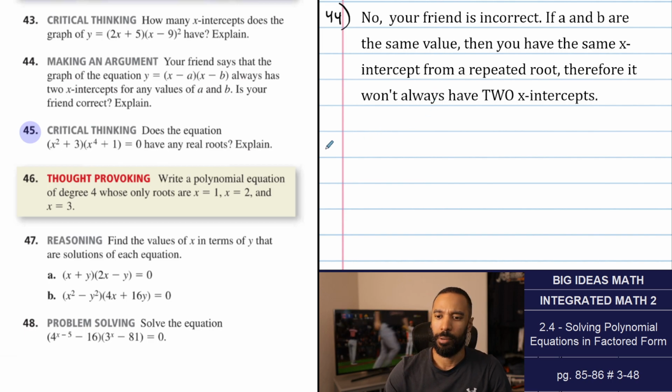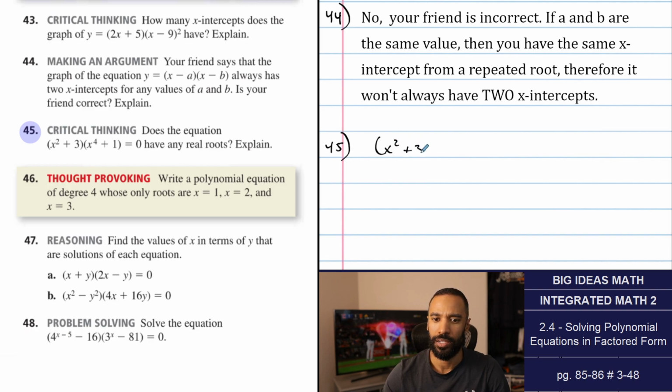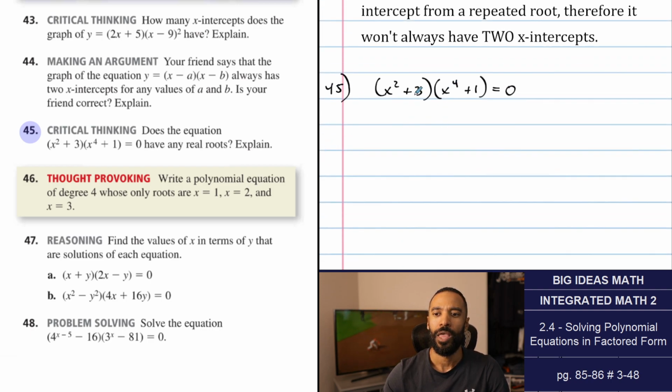All right, 4 more. Number 45, critical thinking. Does the equation x squared plus 3 times x to the fourth plus 1 equals 0 have any real roots? Explain. Well, we're in factored form here, and in factored form we can say x squared plus 3 equals 0, or, and here, x to the fourth plus 1 equals 0.